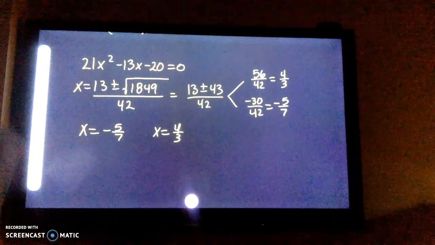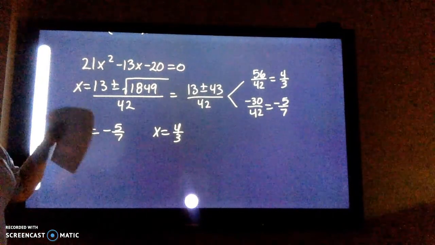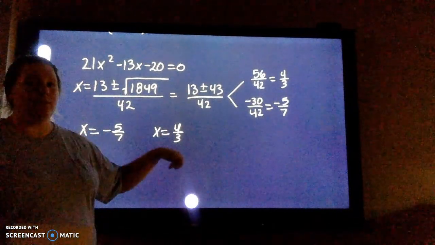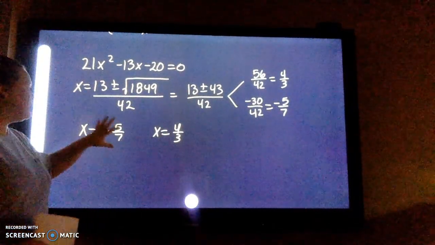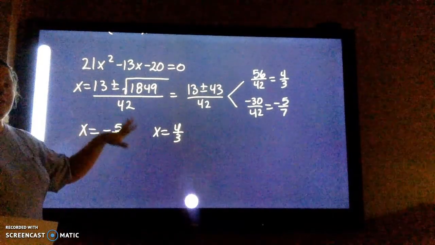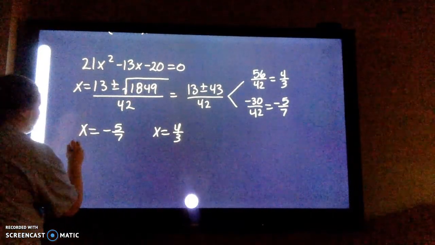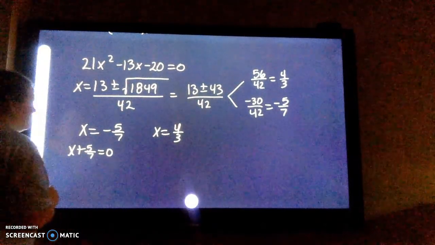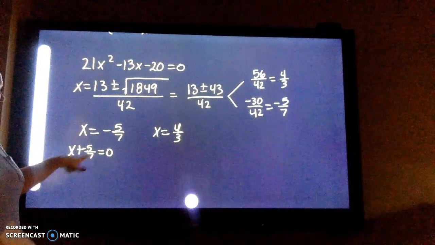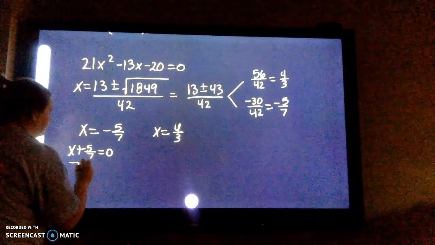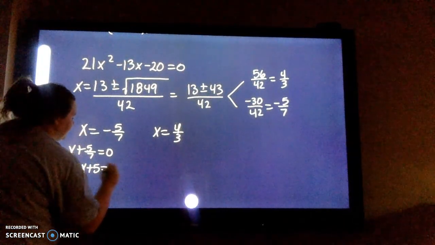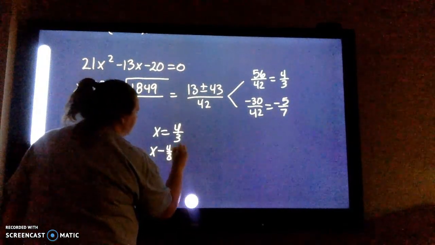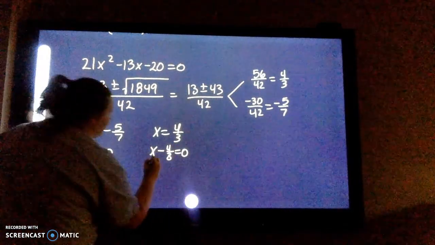Okay, I want to write these answers in factored form. So the first thing I need to do is write them as x equals and x equals. Then I'm going to move them so they're with the x and have them set equal to 0. So I'm going to add 5/7 over, and it's equal to 0. I don't like to leave it like this, so I'm going to kick the 7 over with the x. This becomes 7x plus 5 equals 0. Same thing over here. I'm going to subtract the 4/3. I'm going to kick the 3 over with the x.